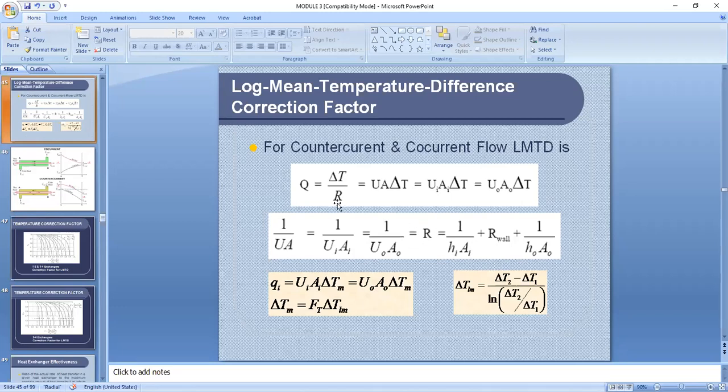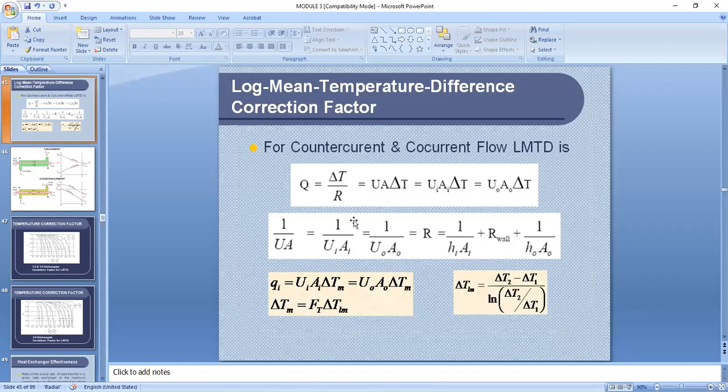This R is equal to 1 over the product of U and A, either based on the inside surface area, or 1 over the product of U and A based on the outside area, with O as outside and I as inside. Now, these are alternative equations that you can use based on the available information provided in the problem.